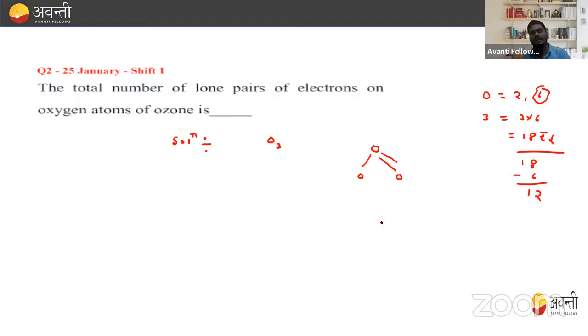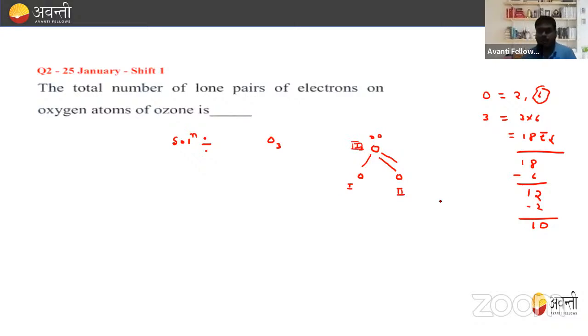Now make the central atom happy first. What do you mean by this term happy? Happy means it has 8 electrons. Try to complete its octet. So give 2 electrons, because 2, 2, 6 and 2, 8. So minus 2. How many electrons are remaining? 10. Now the central oxygen has completed its octet. Now we also name the oxygens: oxygen number 1, oxygen number 2, and this is oxygen number 3, right?